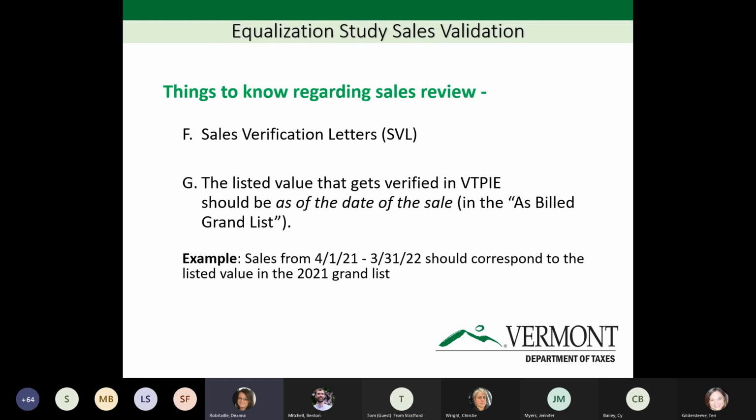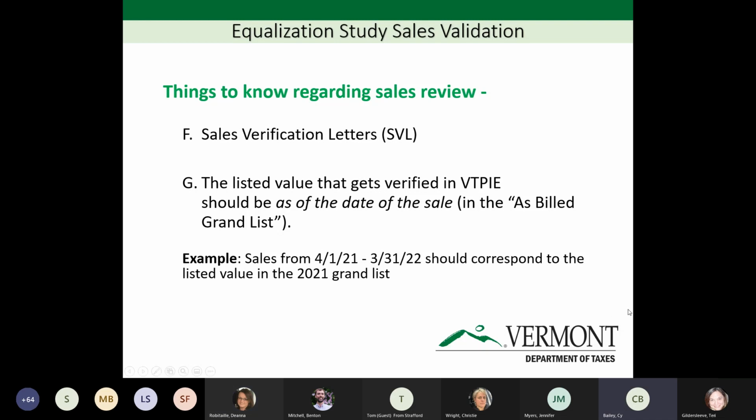All right. On the following slide, we're going to show you a version of a sales verification letter. So I'll go through each of those points with you. The listed value that gets verified in VTPI should be as of the date of sale or in your last as-billed grand list. For example, all sales from April 1st of 2021 through March 31st, 2022 should correspond to the listed value in your 2021 grand list.